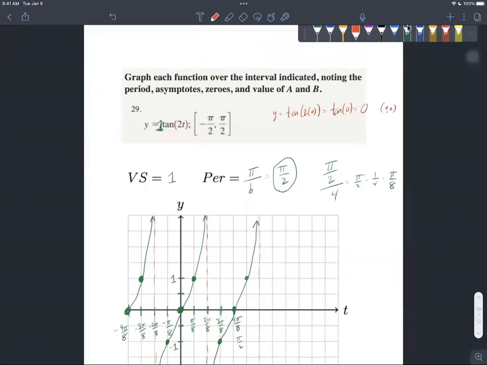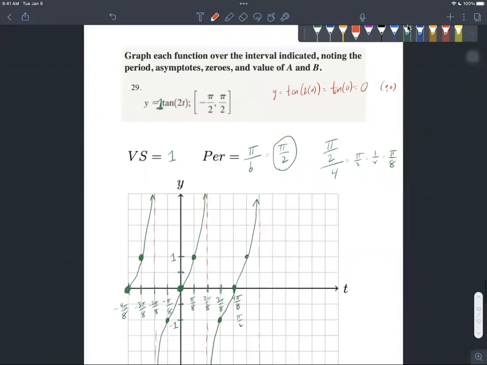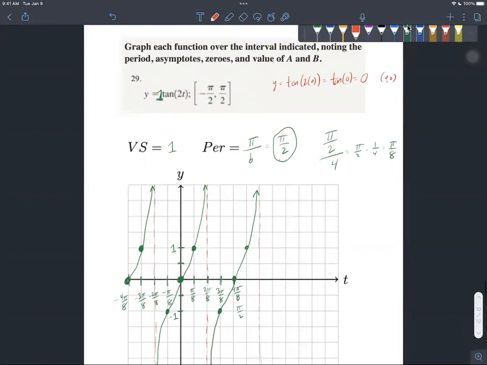We could plug in a bunch of points into this, but that would be a lot of work. And so if we just understand the basic shape of tangent, sine, or cosine, figure out how long a period is, and remember the basic shape of the parent function, then we can graph. That saves a little bit of time.